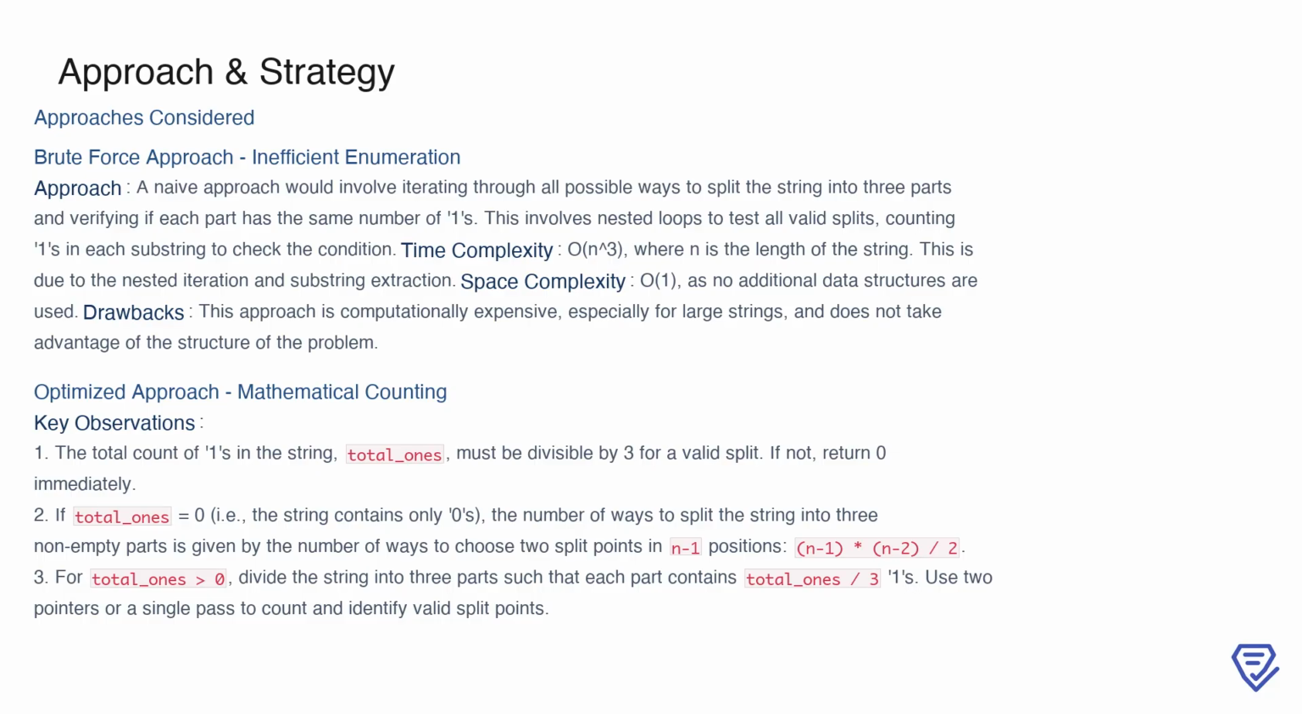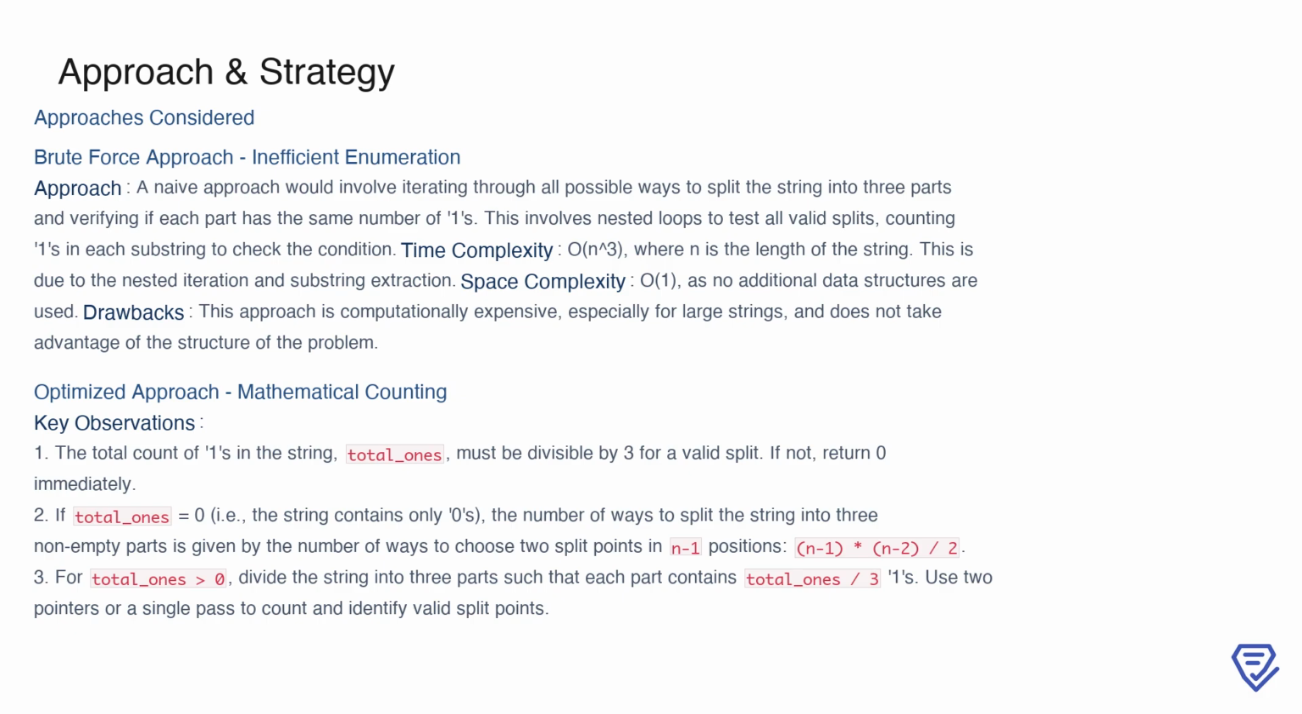On the other hand, we have an optimized approach that relies on mathematical counting. Here, we start with 2 critical observations. First, the total number of ones in the string, referred to as total_ones, must be divisible by 3 for any valid split. If this condition isn't met, there are no valid splits, and we can return 0 immediately. Second, if the string contains no ones at all, the problem reduces to finding how many ways we can choose 2 split points in the remaining positions, which can be calculated using a simple combinatorial formula. For cases where total_ones is greater than 0, we focus on dividing the string into 3 segments such that each segment contains exactly 1/3 of the ones.